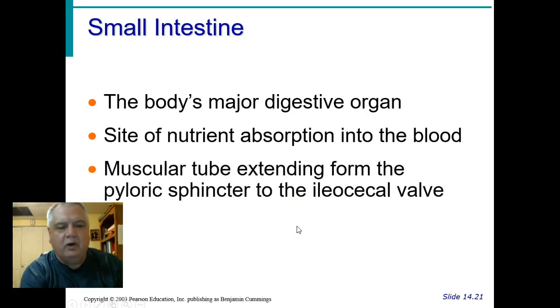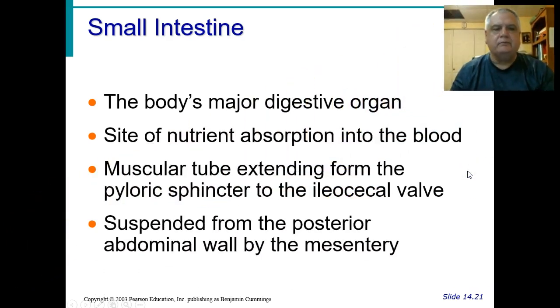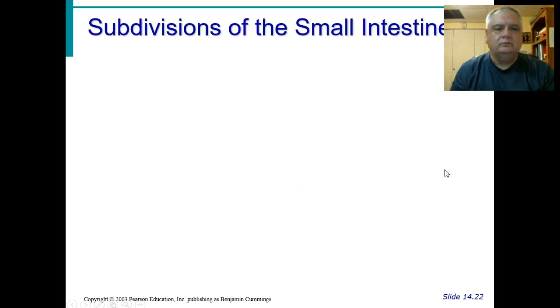Whenever we take a look at the small intestine, basically it's a muscular tube. It's going to extend from, that should say from, not form, the pyloric sphincter at the terminal end of the stomach to another sphincter called the ileocecal valve, which we'll take a look at in just a bit. The small intestine is suspended from the posterior abdominal wall by that mesentery that we talked about earlier. Remember, part of the serosa.